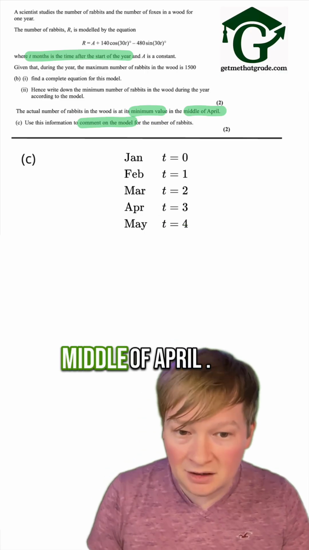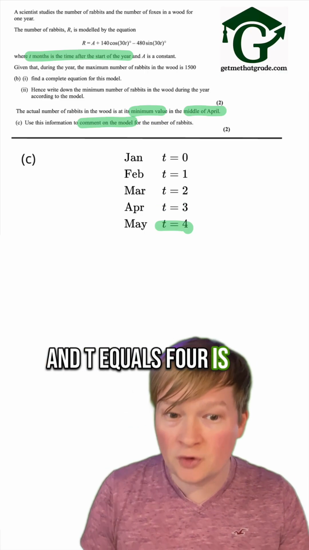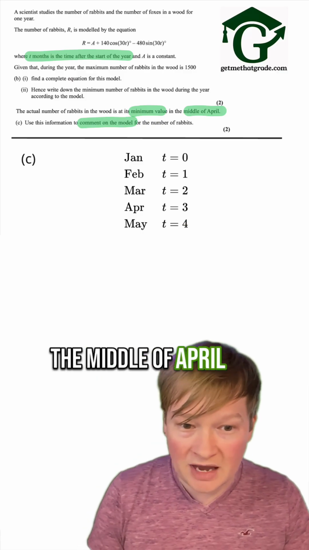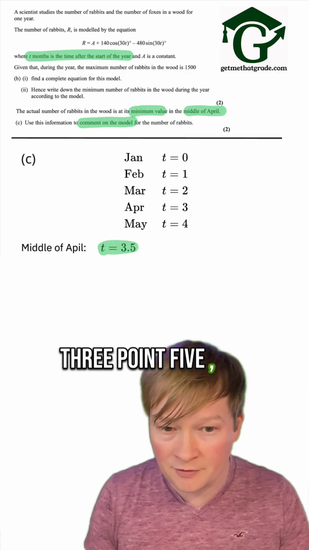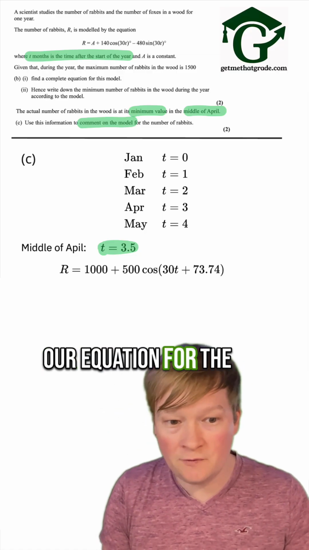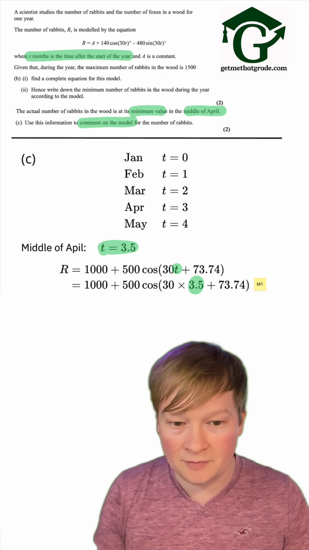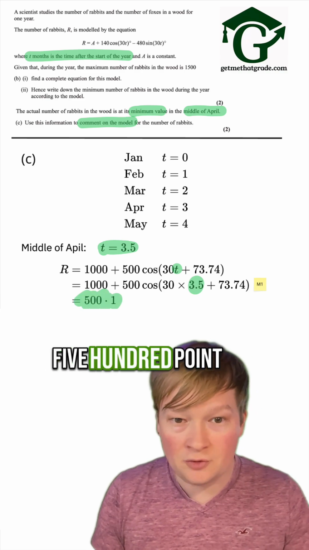But we want the middle of April. If T equals 3 is the start of April and T equals 4 is the start of May, the middle of April would be T equals 3.5, halfway between 3 and 4. So we can return to our equation for the number of rabbits R that we had here and just replace the T with 3.5. And we end up with 500.1.